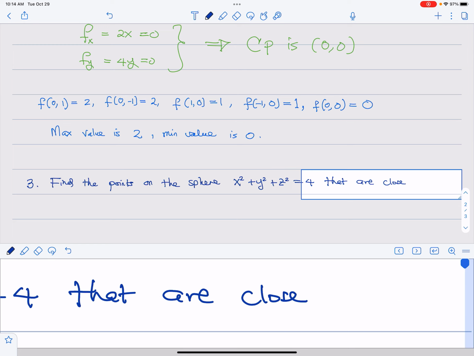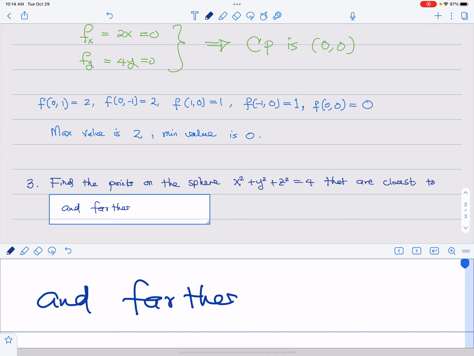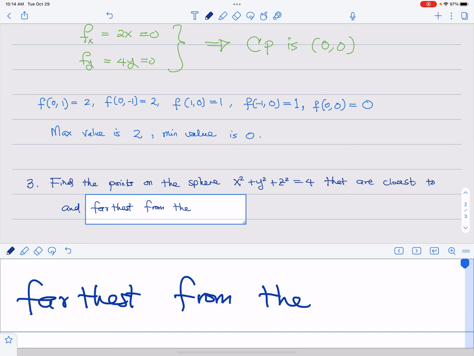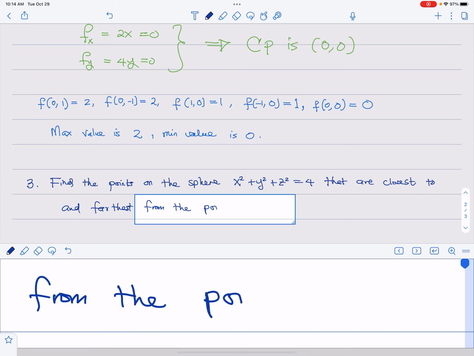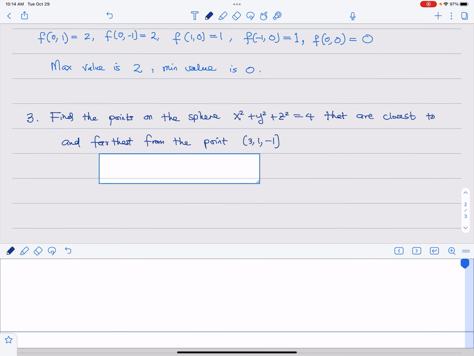closest to and farthest from the point 3, 1, -1. Okay, so let's see, what does this problem look like?